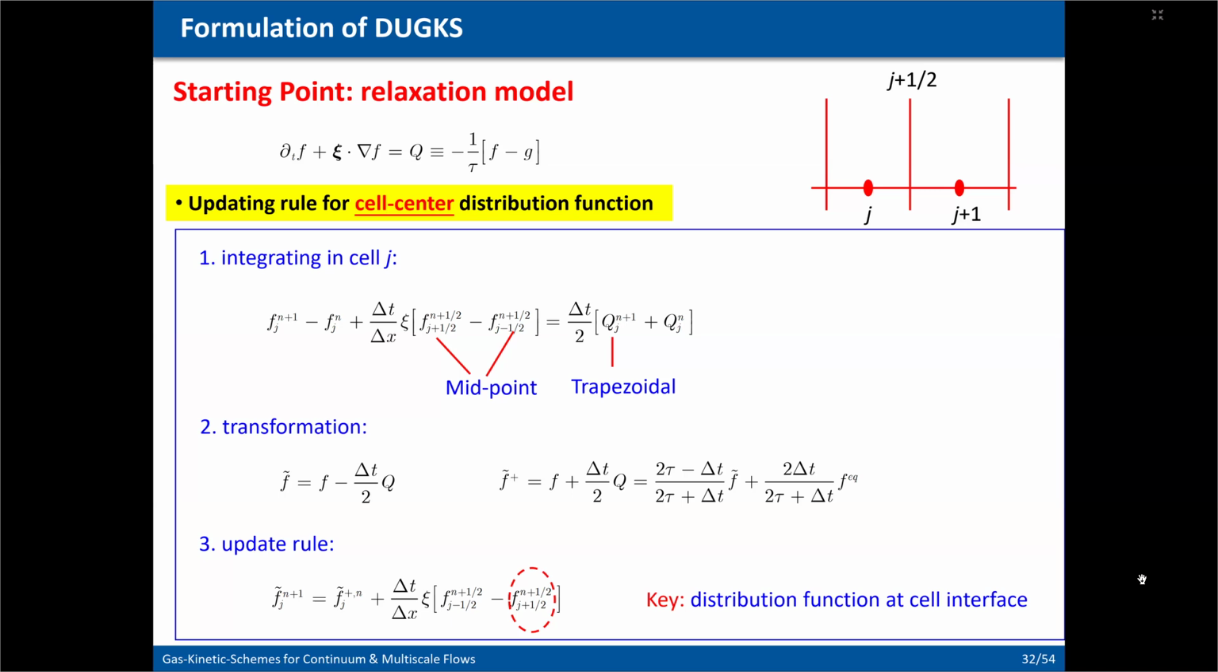And for the collision term, we're using the trapezoidal rule. This gives a semi-implicit one. This can ensure the numerical stability because of this term. But this implicit part can be removed by introducing two auxiliary distribution functions. This step is actually the same as the lattice Boltzmann method. And so the updating rule for the cell center values can be implemented explicitly once the distribution function at the interface is known. Now the key is how to determine the distribution function at the cell interface.